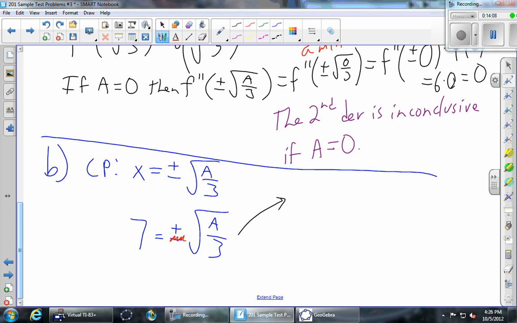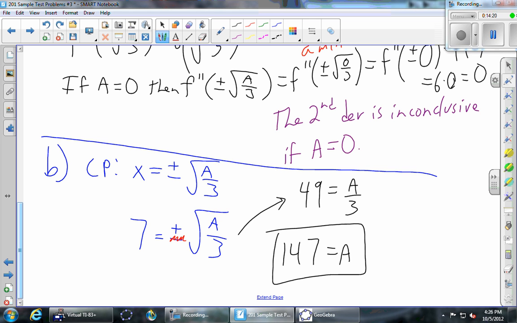So to solve for a, we first square both sides. The radical goes away. And then finally, multiply both sides by 3. So a equals 147 gives you a critical point at x equals 7.